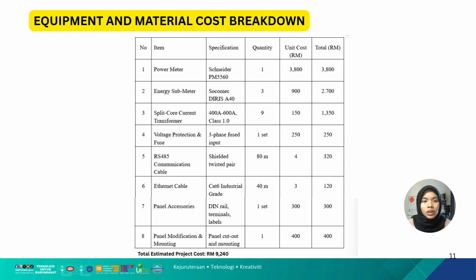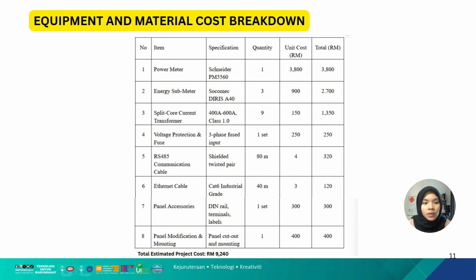For the equipment and material cost breakdown, which is for the equipment that we needed for our project, we have 8 items. The first is the power meter, specification PM 5560. We only need 1, and the unit cost is 3,800 ringgit Malaysia.